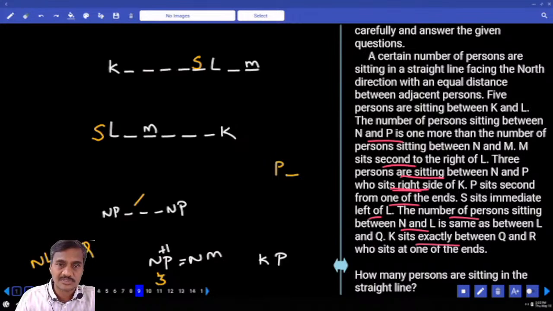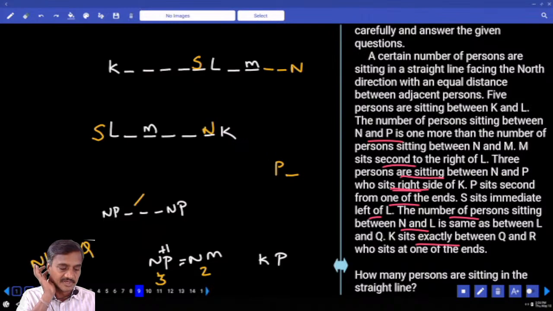Now N and P is one more than N and M. In between N and M, we need to have exactly 2 people. 2 people between N and M, and 1 to N. Now right side is not followed here. N and K must be adjacent to each other. Are you getting this point or not?